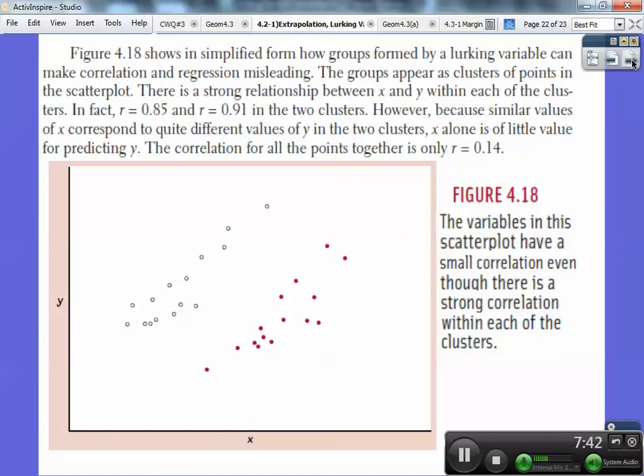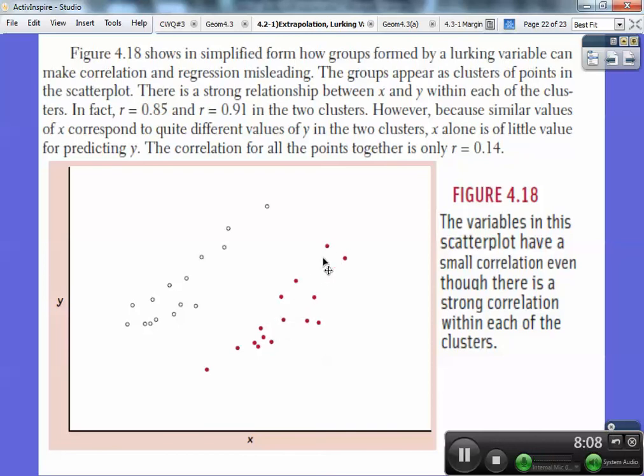This figure shows a simplified form of how lurking variables can make correlations and regressions misleading. The groups appear as clusters of points in the scatter plot. There's a strong relationship between X and Y within each cluster. In fact, you get r to be 0.85, and here r was 0.91. I think this one's the 0.91 here, and this one's the 0.85.